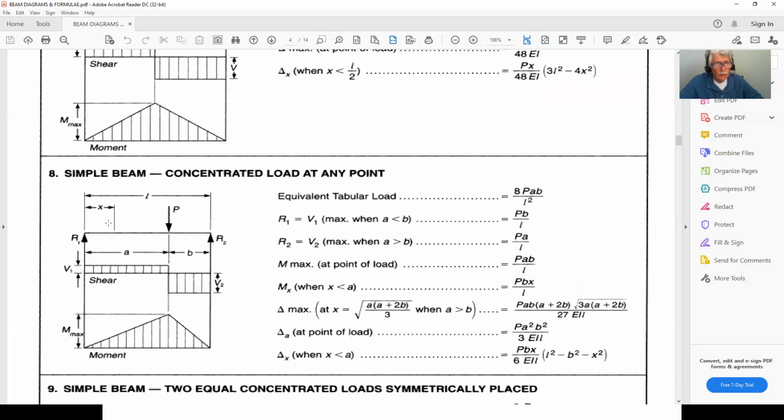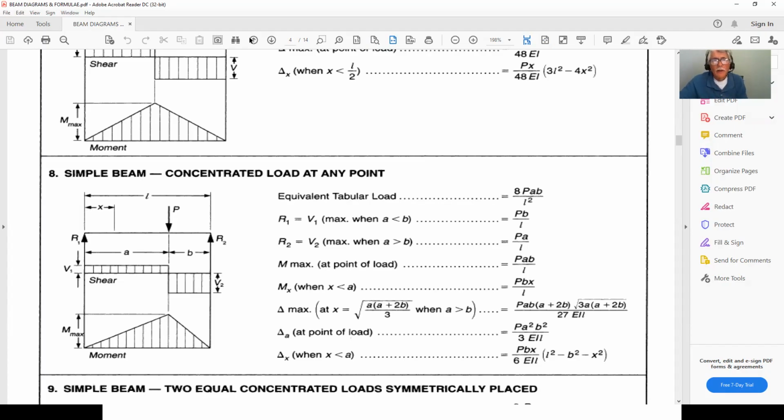Now, regardless of whether P is on this side or on that side, these formulas are valid as long as X, wherever you're looking for a value along X, is less than the A value here. In other words, from here to here, these equations are good. Now, if all of a sudden the A value is less than the X value, remember you just have to do the mirror image of A and B, and you'll end up getting the same thing.